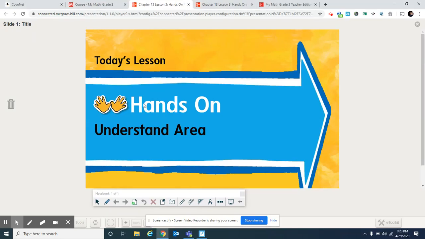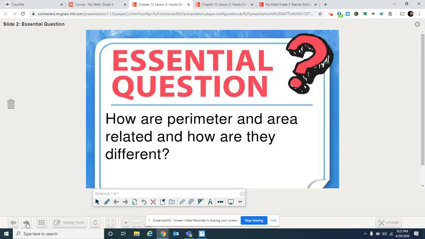Today in our math class, we'll be discussing hands-on understanding area. Are you guys ready for this topic? Great. But before that, we'll be answering the essential question for chapter 13, which is how are perimeter and area related and how are they different?